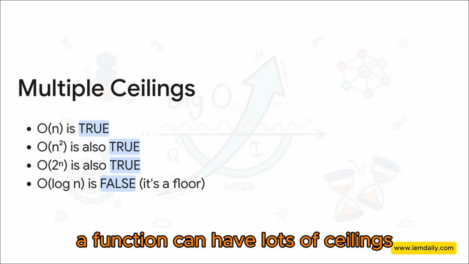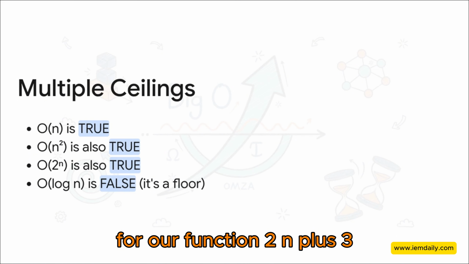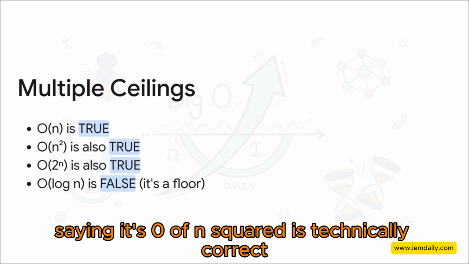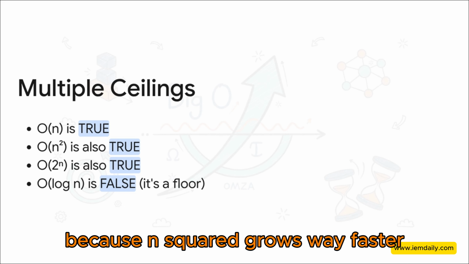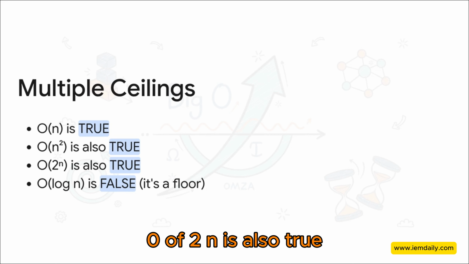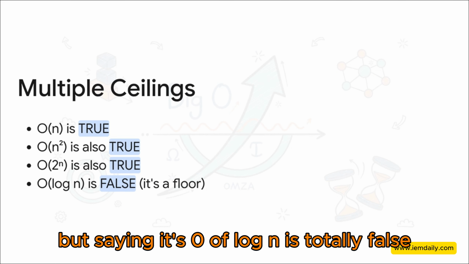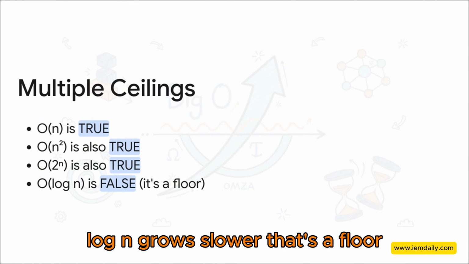A function can have lots of ceilings. For our function 2n plus 3, saying it's O of n squared is technically correct, because n squared grows way faster. O of 2n is also true. But saying it's O of log n is totally false. Log n grows slower. That's a floor, not a ceiling.